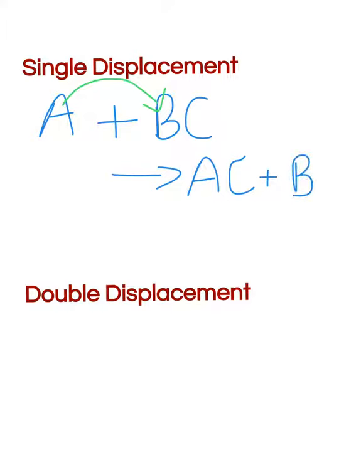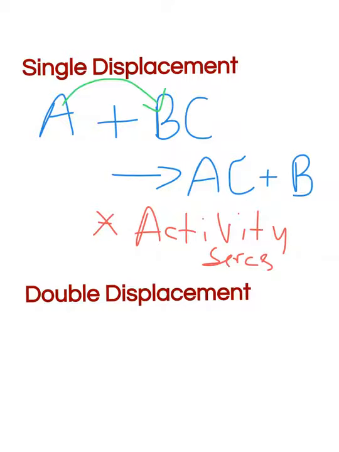Now you'll remember that in the case of a single displacement reaction, we're going to need to look at something called the activity series. And so that's something we're going to need to consult before we make sure what happens in the reaction. All right, secondly, we have our double displacement reaction. And so our double displacement reaction is probably the most complicated of them all.